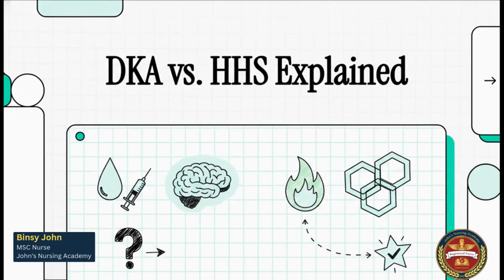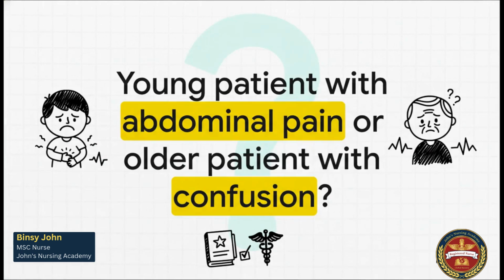All right, let's dive into two of the most critical and honestly most confused diabetic emergencies, DKA and HHS. The NCLEX absolutely loves to test the subtle differences between them. And look, knowing this stuff isn't just about passing an exam, it's about saving lives. So by the end of this explainer, I promise you're going to be able to tell them apart with total confidence.